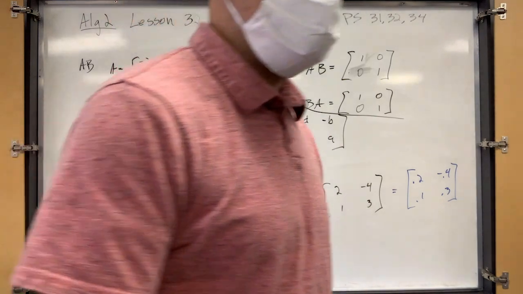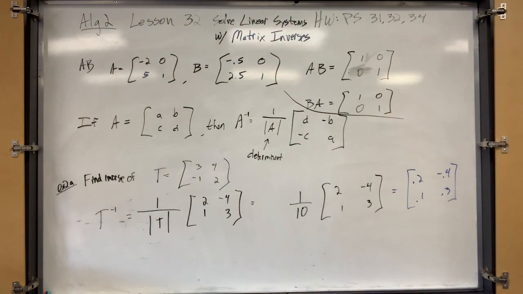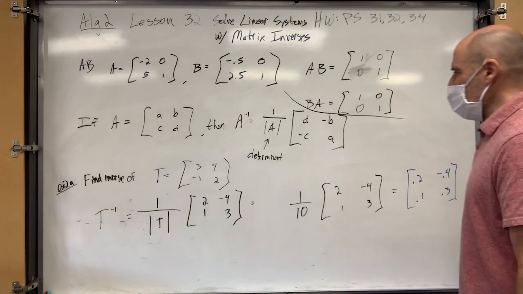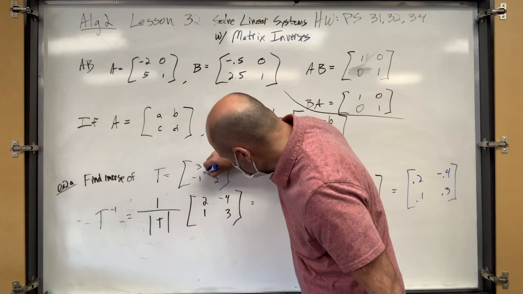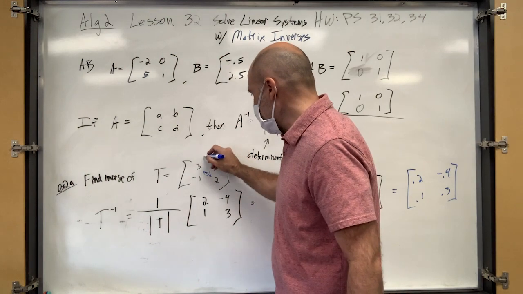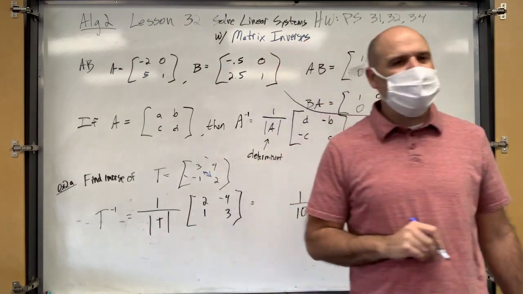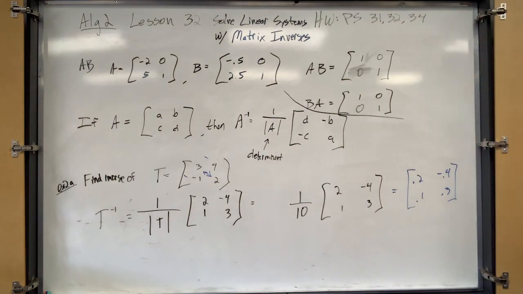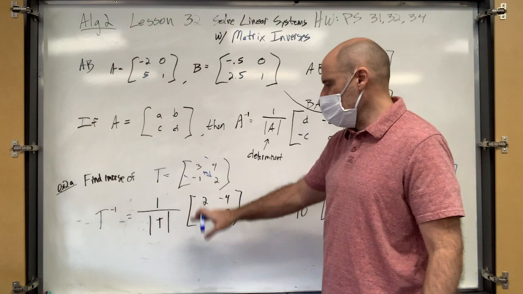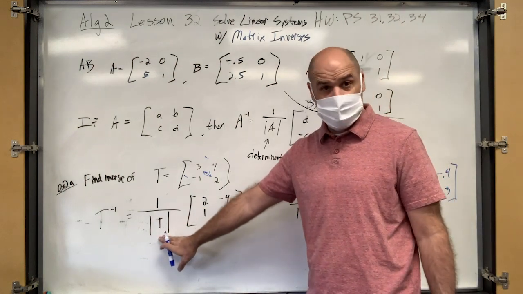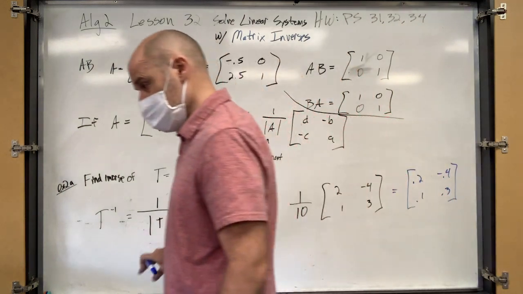So the hardest part is the determinant, I guess. But since you don't have to remember this, just switch these, and then you're going to negate these. That's all you're doing, okay? And that's what you're multiplying by. But you still have to find the determinant, and that's what you're dividing everything by inside the matrix, okay?